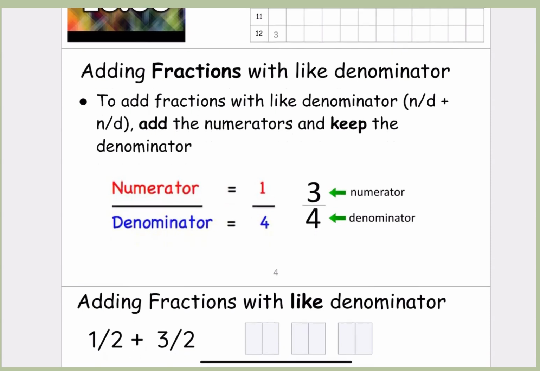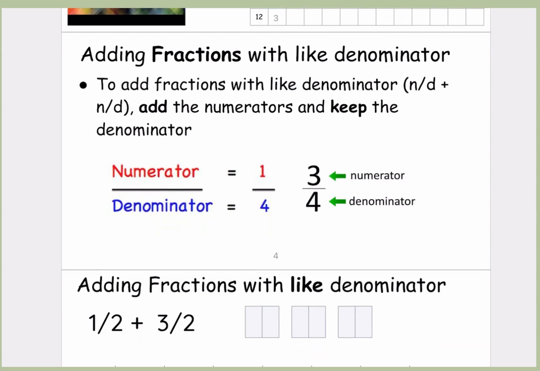Adding fractions with like denominators. To add fractions with like denominators, where we have a numerator over a denominator plus a numerator over the same denominator, we add the numerators and keep the denominator. In these two examples below, we can see that the numerator is on top, and those are represented by the numbers 1 and 3. The denominators are on the bottom, and these are the same. They are both 4.